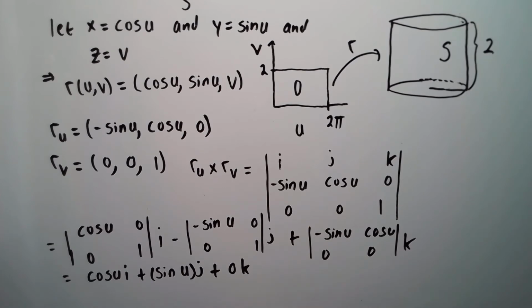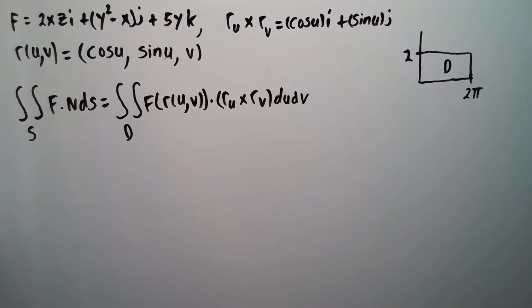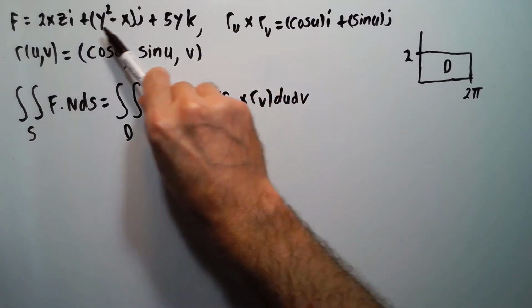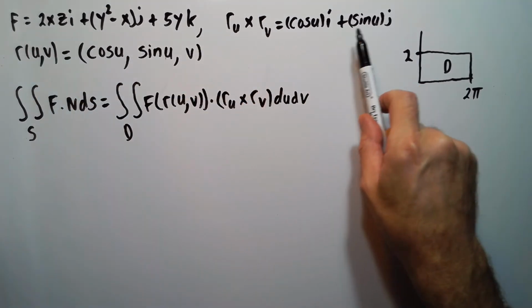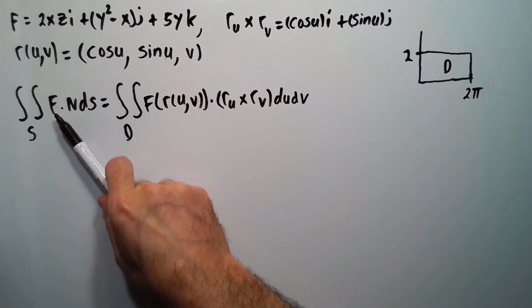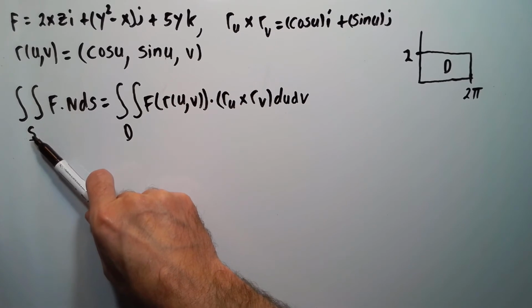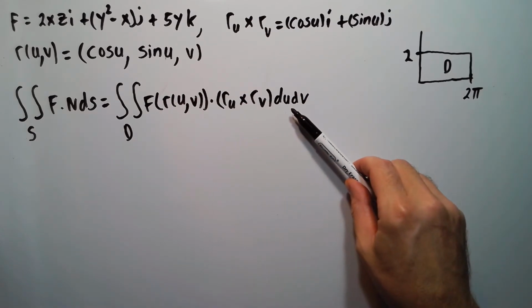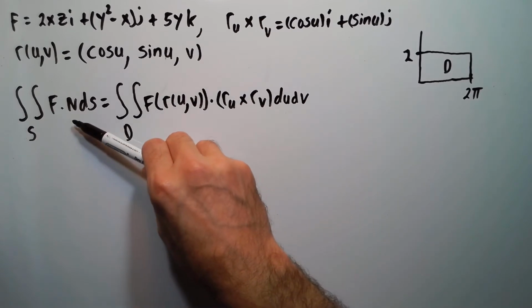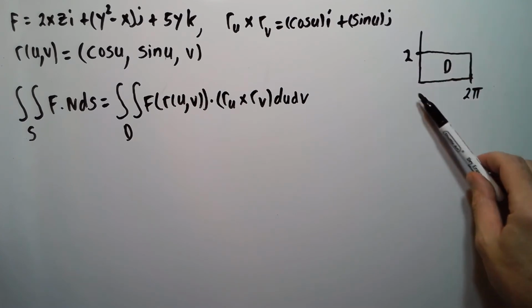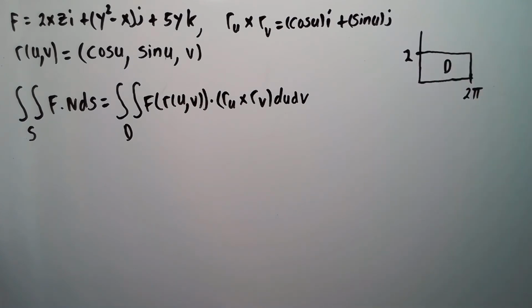I'm going to erase some things here now. Okay, so summarizing what we have so far, I have my F up here, my r_u cross r_v, and our r here. Again, we're looking for the flux of F across S. And we've shown in 15.6 that we can find the flux using this formula right here, where D is this region right here. So let's start filling this in.